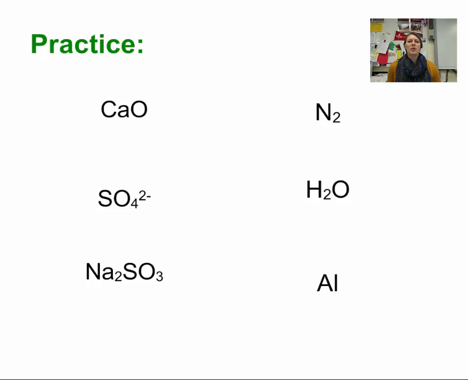So why don't you go ahead and pause the video and practice these 6 different practice problems, figuring out the oxidation numbers. When you think you have them, start the video up again to check your answers. Check to see if your answers were correct. You'll notice that we're splitting up the polyatomics now, and we're looking at each individual element separately.